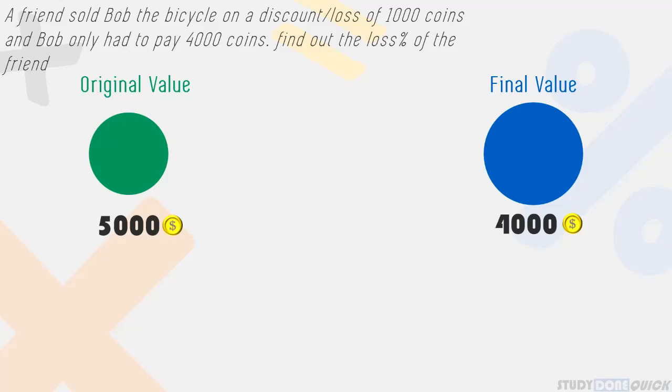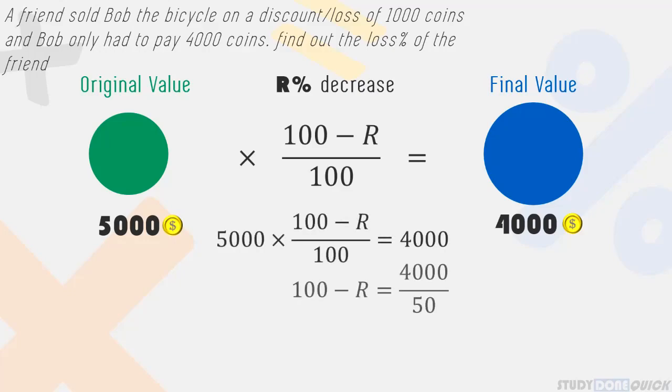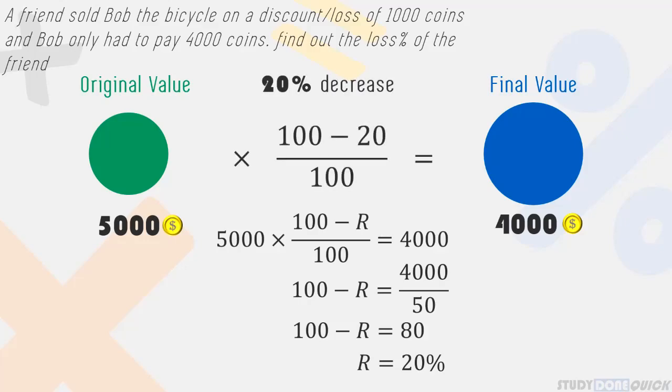So now this time it's a case of percent decrease. That means our original value of the bicycle, which was 5,000 coins, decreased by, let's say, R% and became 4,000 coins. So as it's a decrease, instead of positive R, we'll use negative R and solve it for R. So we found that R is 20%. That means the original value decreased by 20% and became 80 by 100 of itself, or 80% of itself.